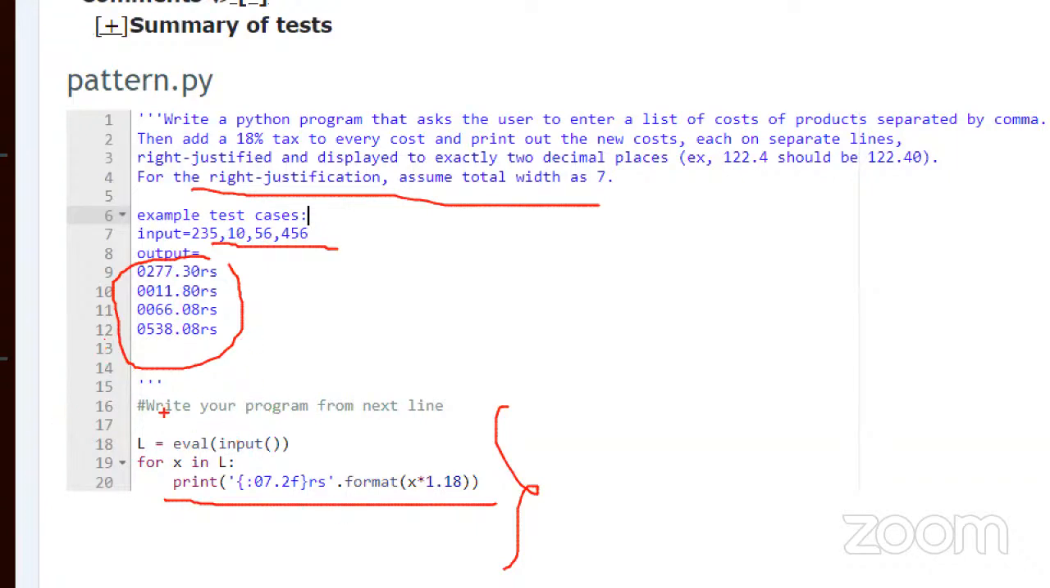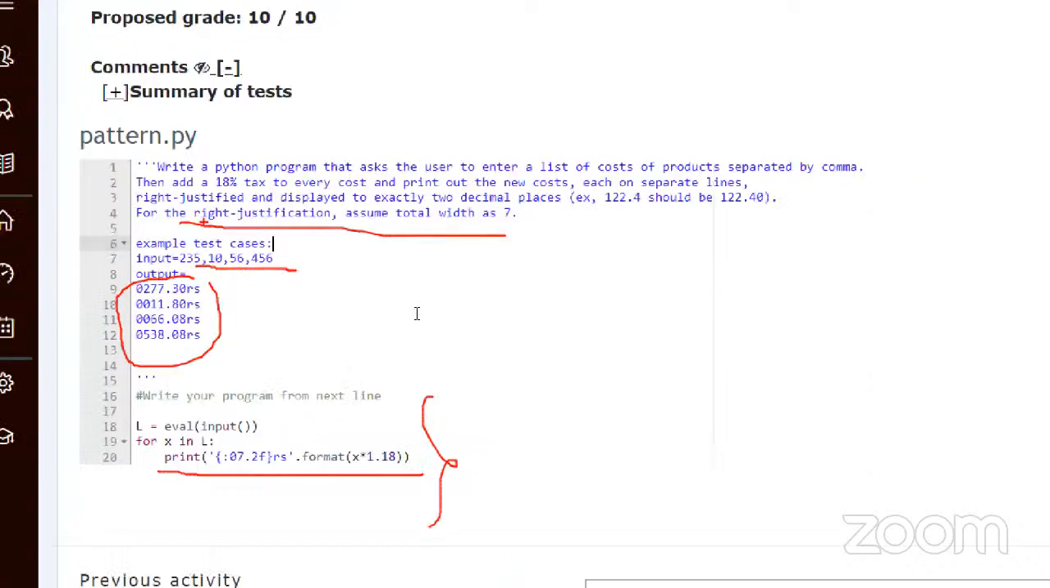This is a simple code: for every data that you are reading, multiply by 1.18. Then apply the right justification.